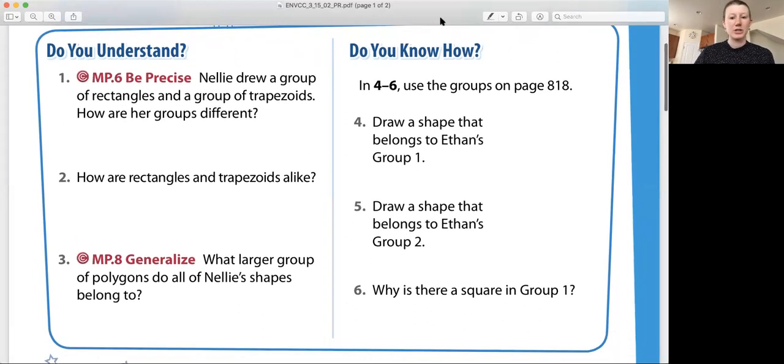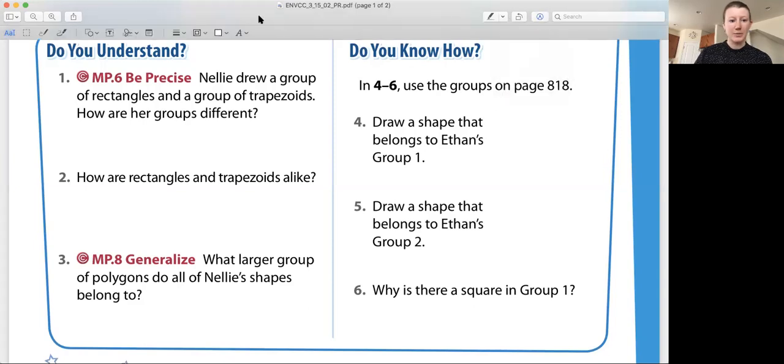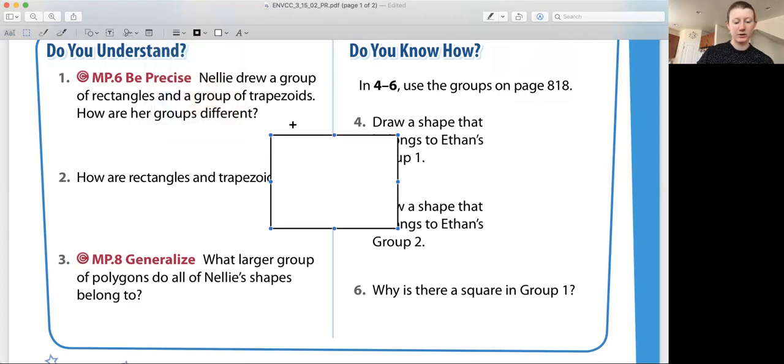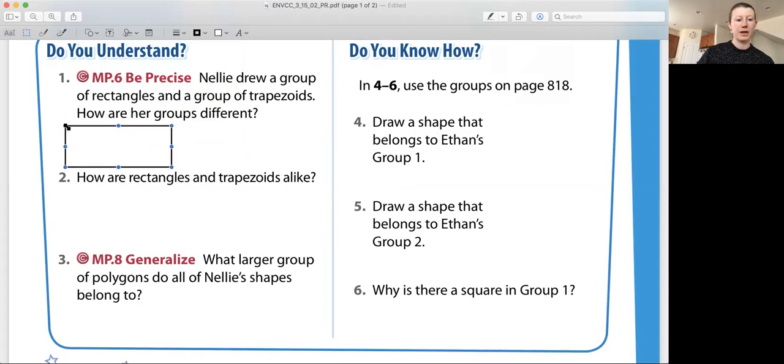And the first question is asking us, Nellie drew a group of rectangles and a group of trapezoids. How are her groups different? Okay, so let's draw a picture of each of these shapes just so we can make sure we know what the difference is. So here is a rectangle, and I'm going to make it small so we can fit other stuff.